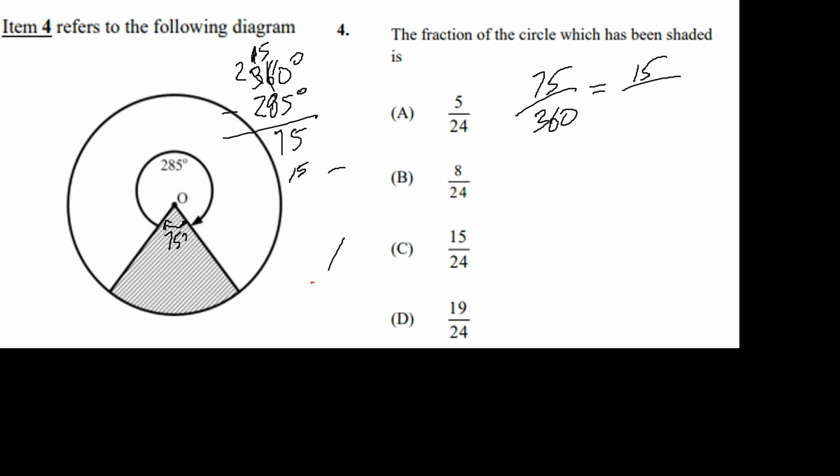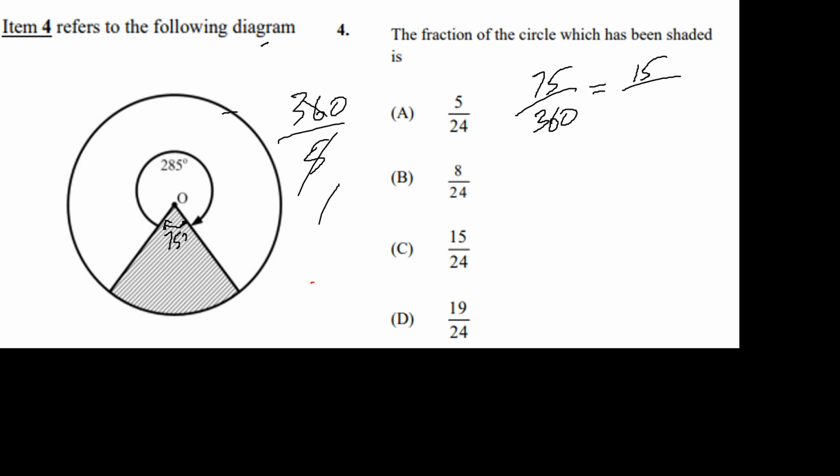Let's now divide the 360 by 5. 5 into 36 goes 7 times because 7 fives are 35, remaining 1. And 5 into 10 goes twice. So that's 15 over 72.